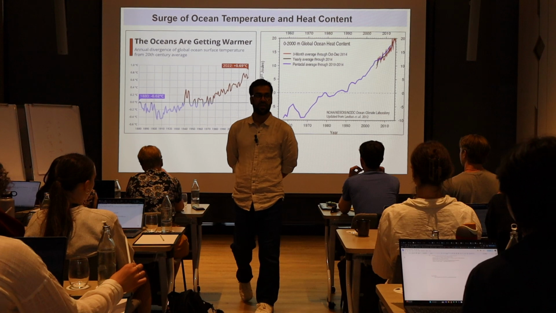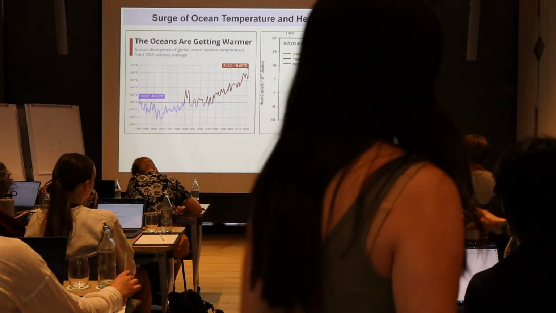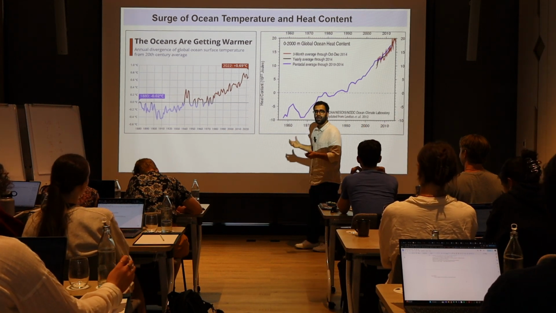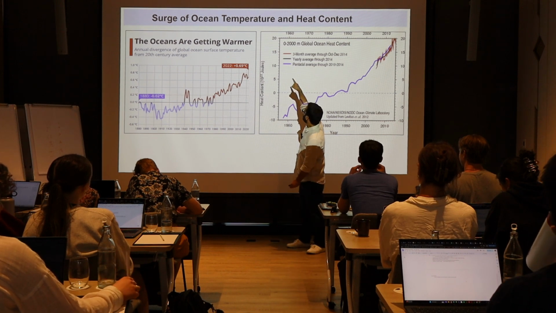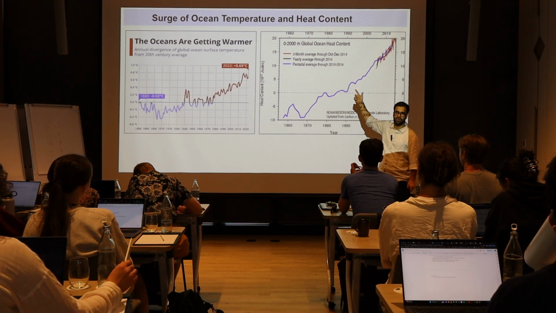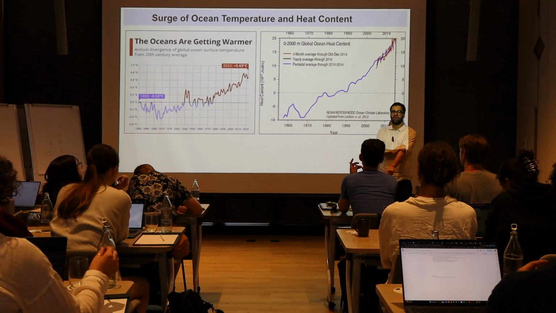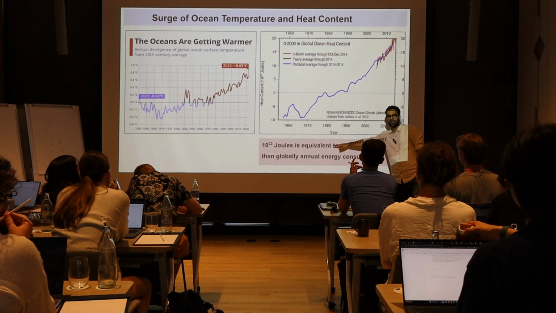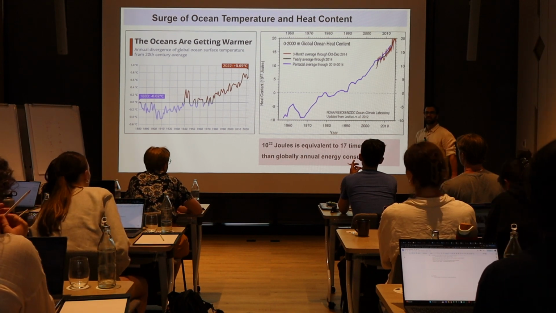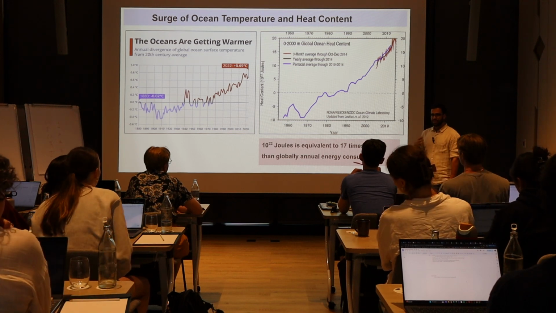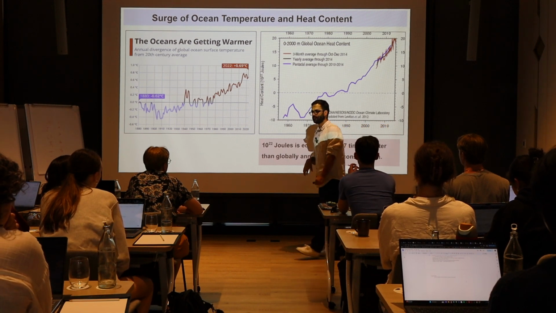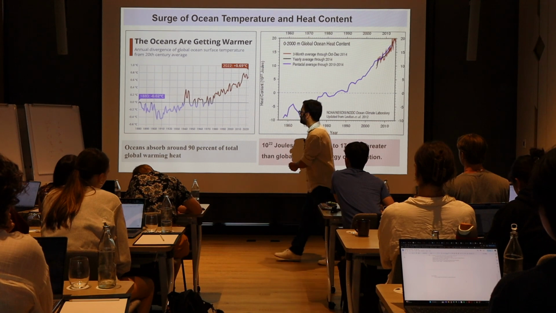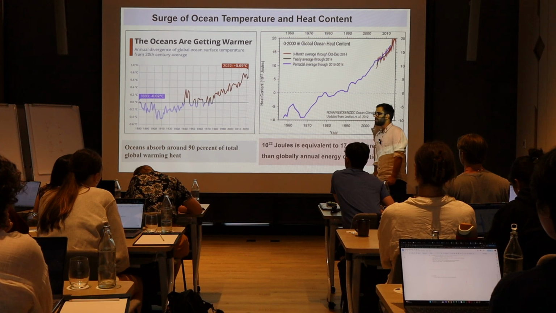Heat capacity. So now you can imagine, the amount of heat the ocean is absorbing is now around 20 times 10 to the power 22 joules. This much amount of energy goes into the oceans. When I say that, what does that 20 joules of energy mean? It is equal to 17 times the total consumption of energy. You can just understand how much energy goes into the oceans. So the ocean absorbs around 90 to 93% of the total global warming heat.